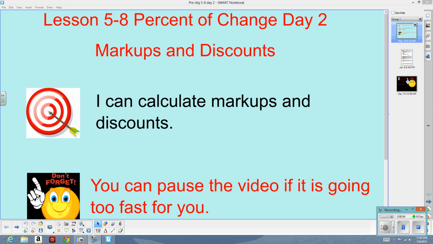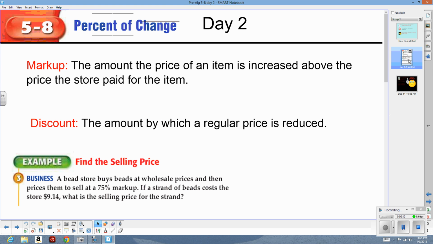In Lesson 5.8, Day 2, we'll be calculating markups and discounts and figuring out selling prices. A markup is the amount the price of an item is increased above the price that the store paid for the item. A discount is the amount by which a regular price is reduced.